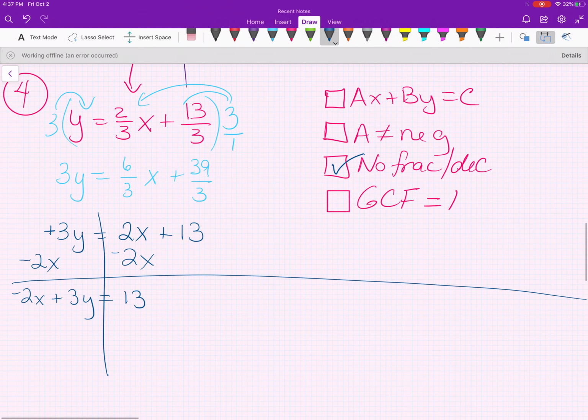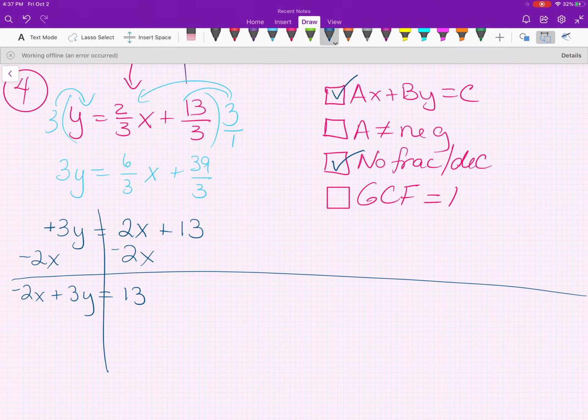Okay, we're in the right form. ax plus by equals c, but what else is wrong with it? Oh, there's a negative, so I got to divide everything by -1. Everything. This is where the most mistakes can occur. So we have 2x minus 3y equals -13. Check. A is no longer negative.